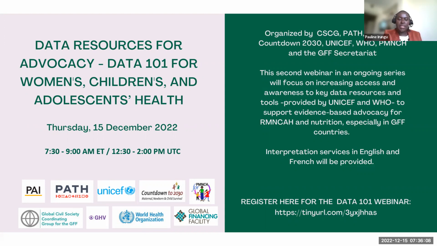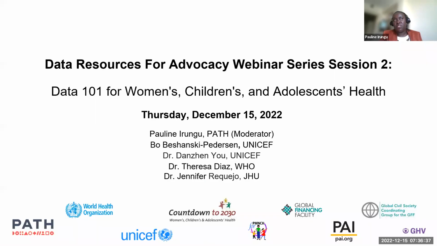Let me quickly introduce the team, as well as share the objectives for this session. This is the second part of this webinar series on data resources for advocacy. We held our first session on October 4th, where we discussed a specific tool, the GFF data portal. And today we're doing what we are calling the data resources 101. This webinar series is a collaborative effort of PAI, the GFF Civil Society Coordinating Group, the GFF Secretariat, PATH, Global Health Visions, UNICEF, WHO, Countdown to 2030, and RMNCAH. So we're really excited as a team to be working together to bring this series to you.